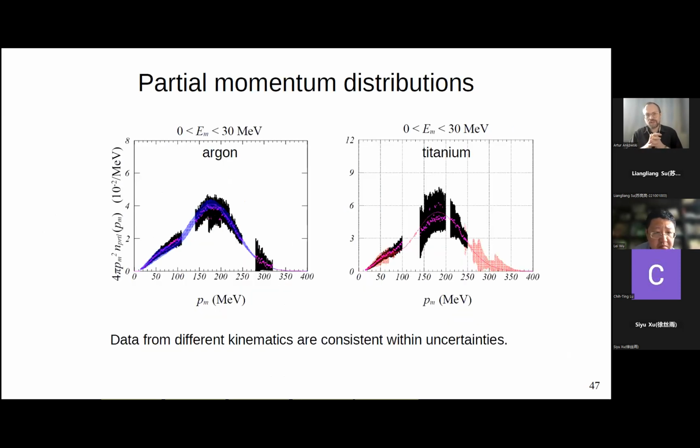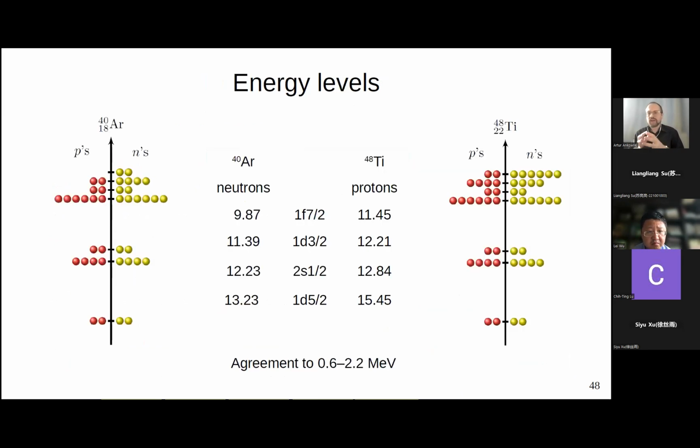In our results, argon and titanium turn out to be quite similar, and all data collected at different kinematics are consistent within the uncertainties that we currently have, which is also quite encouraging. Now that we know that the estimates of the energy levels based on past results for deuterium and for other targets are accurate, we can take a look at to what extent the protons in titanium are similar to the neutrons in argon. And it turns out that the agreement is at the level of, it's better than 2.2 MeV, which is a suggestion that those two systems are quite similar.